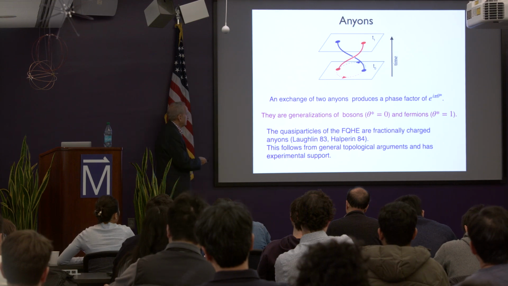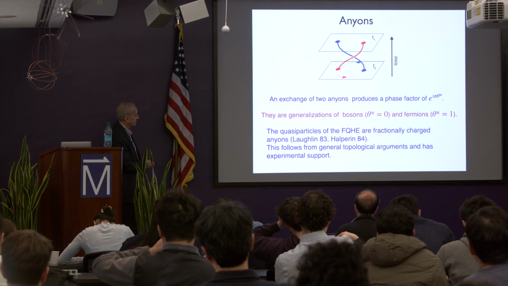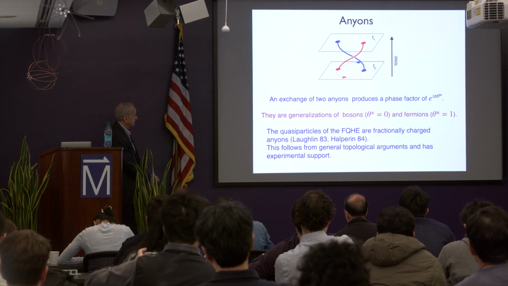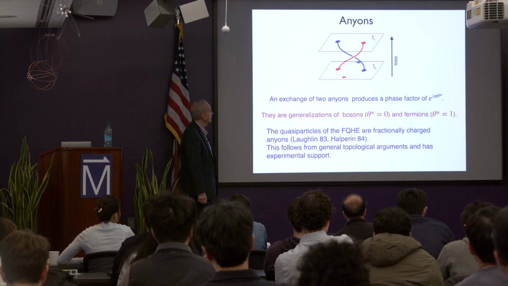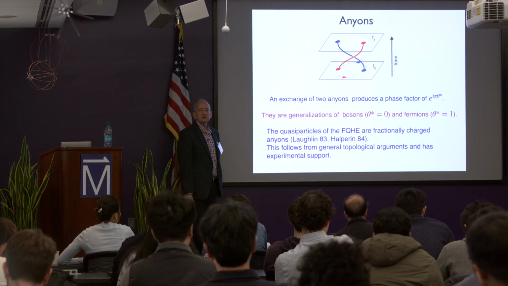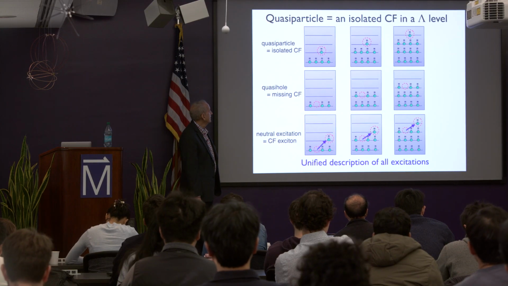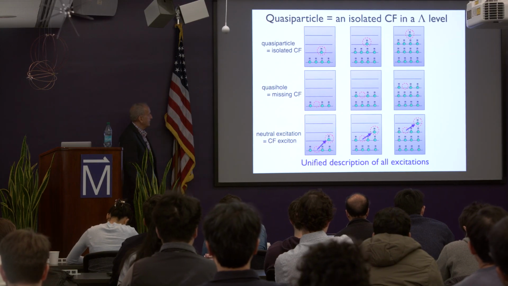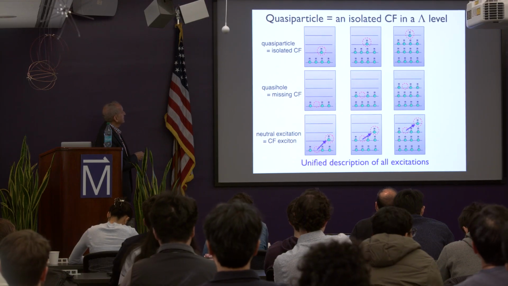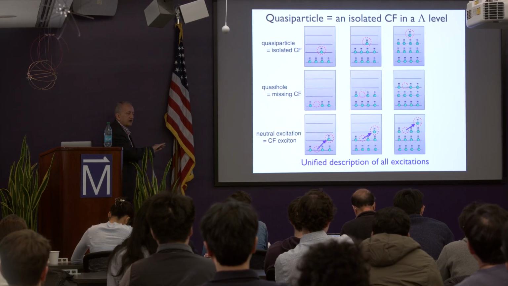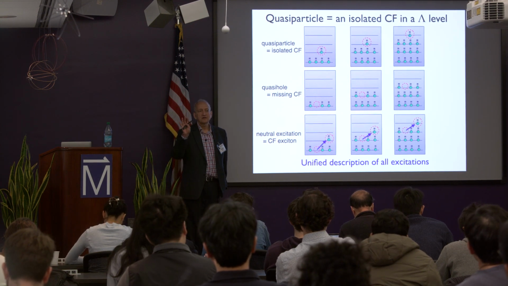Okay, so the fractional charge and fractional statistics were considered in the early 80s, and as I said, these follow from very general topological arguments. So let's come back to composite fermion theory and ask, how do we understand excitations? It turns out, as you can imagine, a quasi-particle in the theory is just one isolated composite fermion in an otherwise empty lambda level.